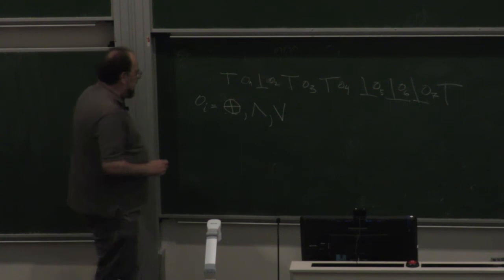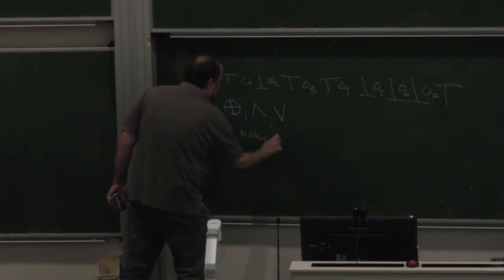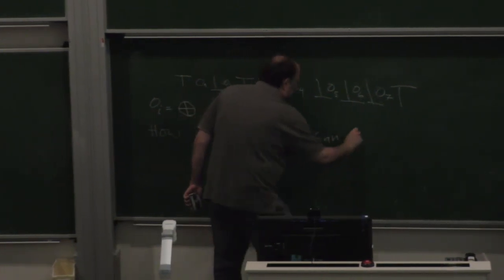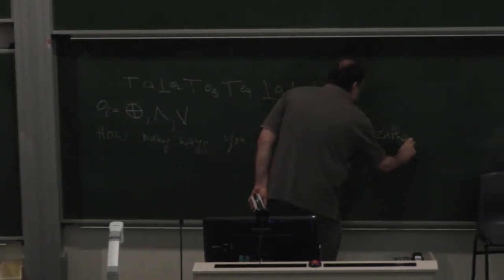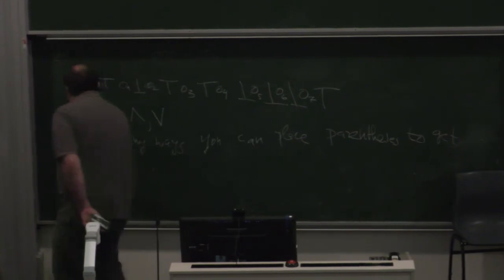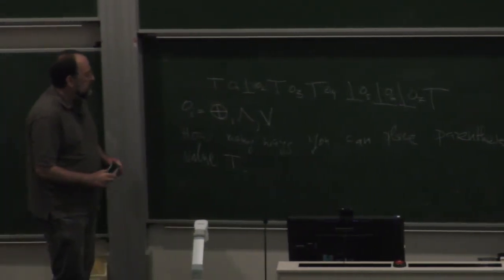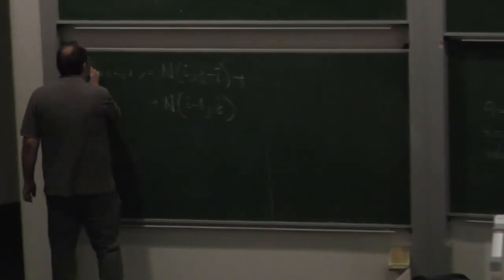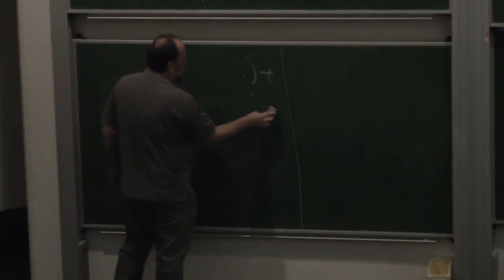And you want to find how many ways you can place parentheses to get a value equal to true. How do we solve this problem? What does this problem kind of remind you of? Matrix multiplication, very good.